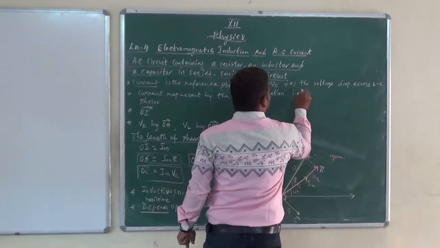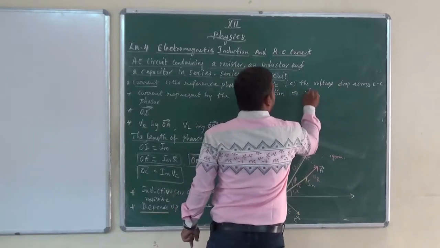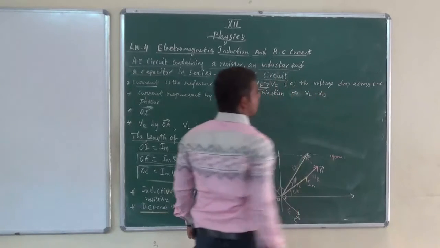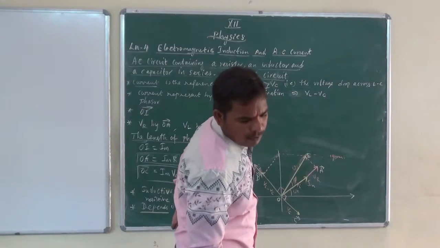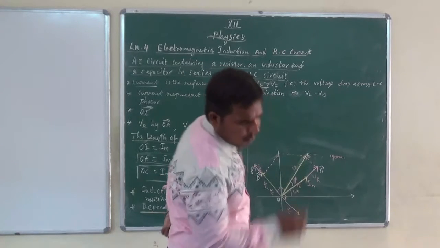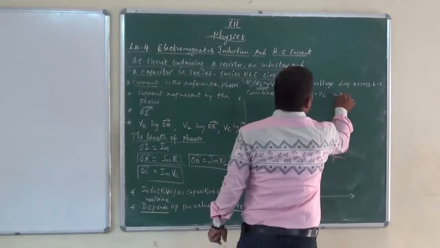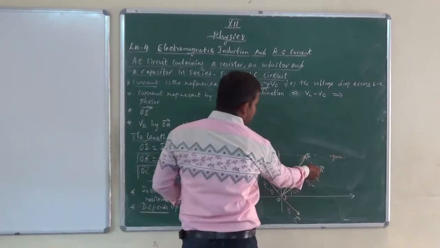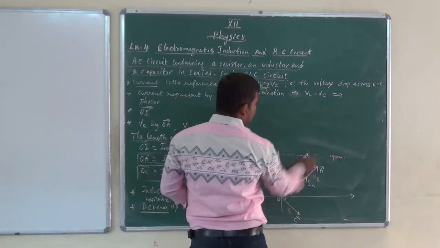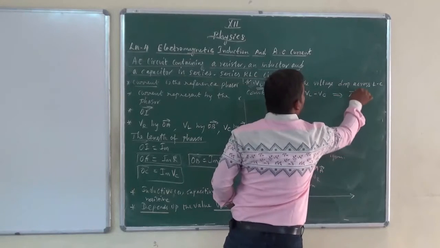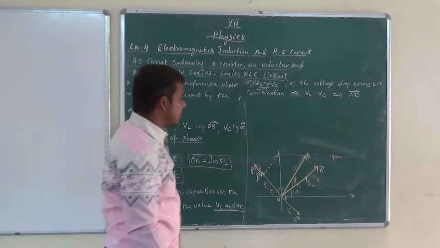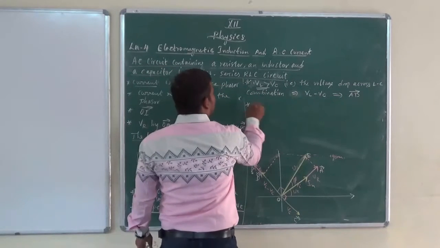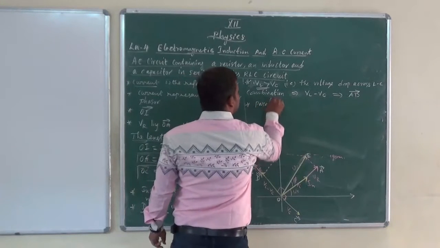That means VL minus VC, which is represented by the AD vector. Now we can apply the parallelogram law.